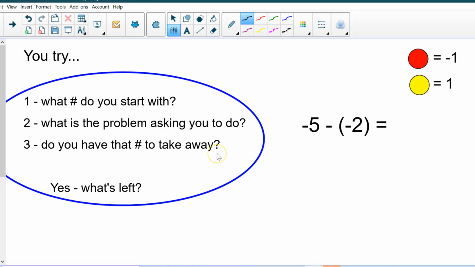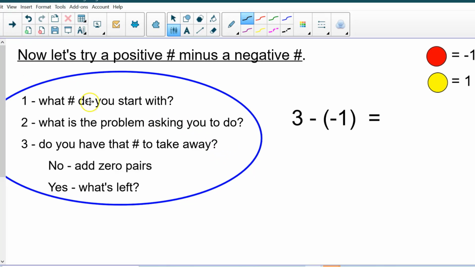Okay, so how did you do? Did you get it right? Did you get a -3? Good job. All right, so now let's mix it up. What do we do now if we have a positive number minus a negative number? Okay, same steps. What number do you start with? We start with our starting number, which is +3 this time. So now we're going to start with 3 positives.